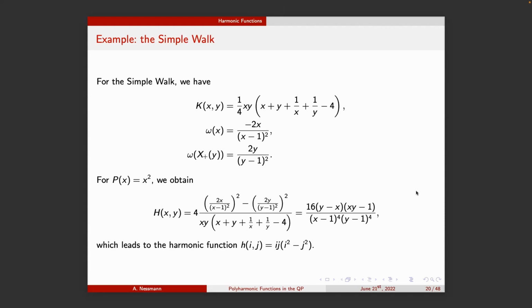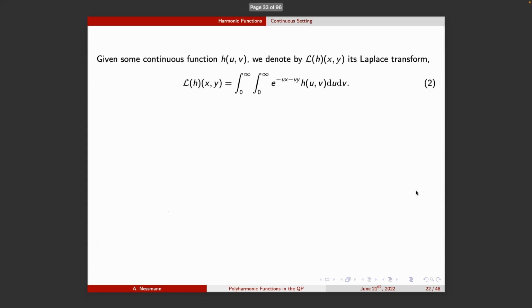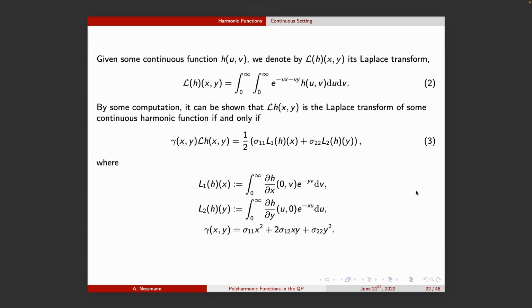In the continuous setting, how does one get from a walk to the functional equation? There's also a standard construction, which just depends on the second moments here, which give the coefficients. And I think here should be a 2, which I missed. In any case, one does the same thing, except with the Laplace transform. Instead of the generating function, one gets a functional equation.